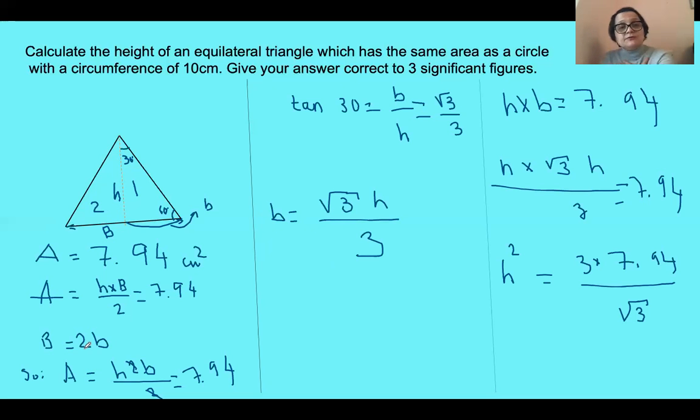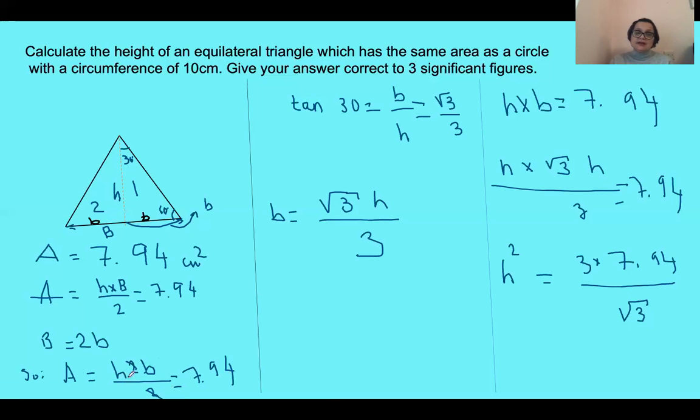So, from the other side, the whole base B is the same as 2 small b. I've called it small b, both parts of the base which the height has divided the base into, b and b. So big B equals 2 little b, so b and b, 2 b's. What I've done here is substitute 2b into the whole base. So area equals h times 2b over 2 equals 7.94.